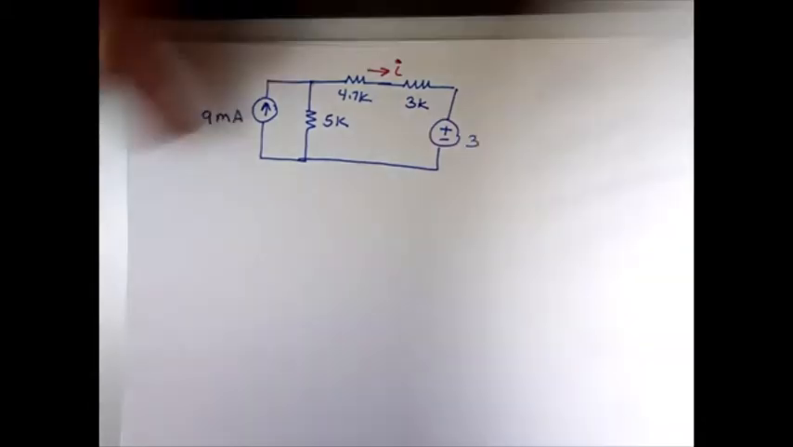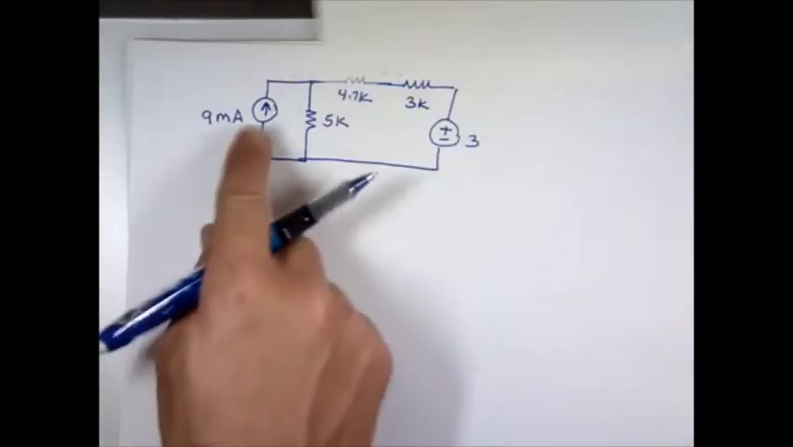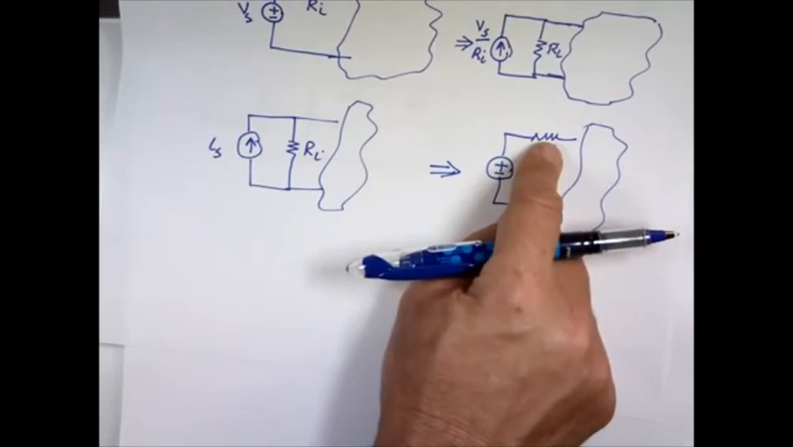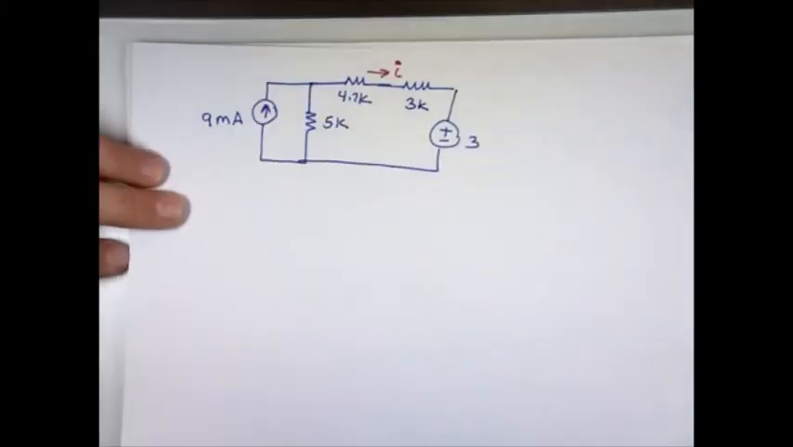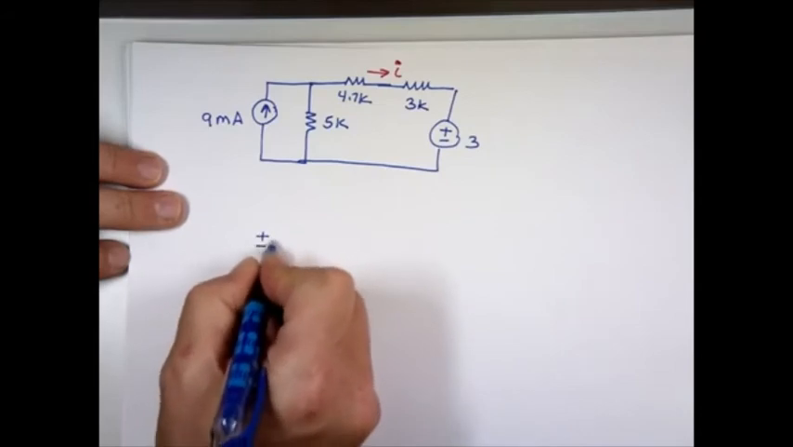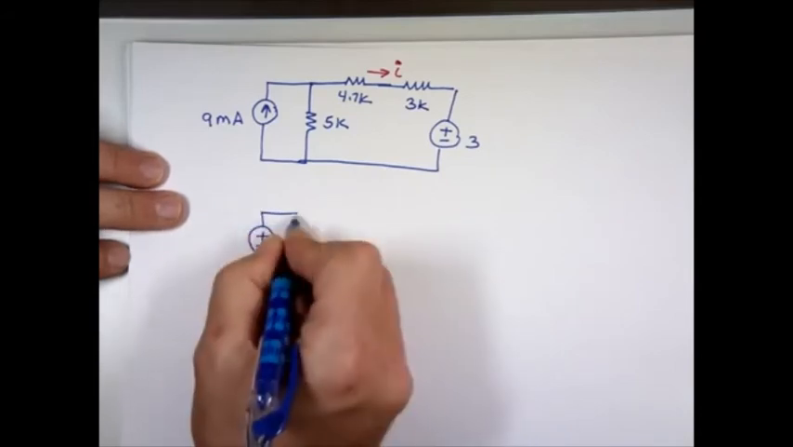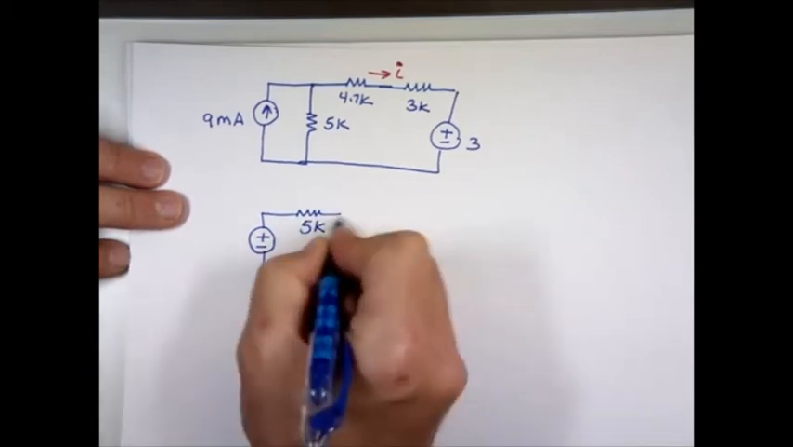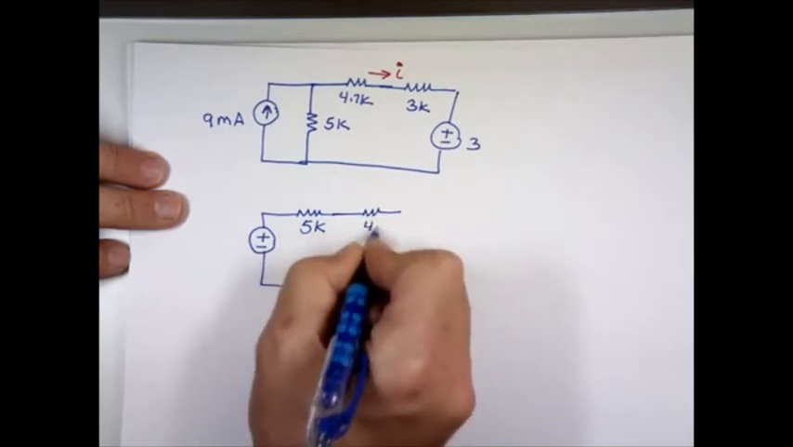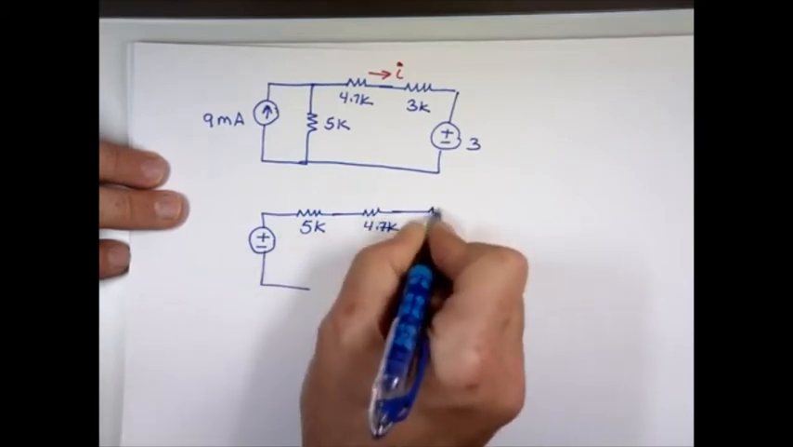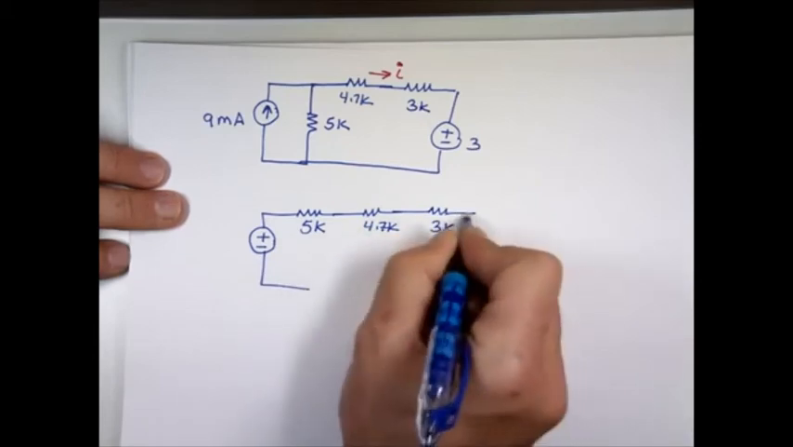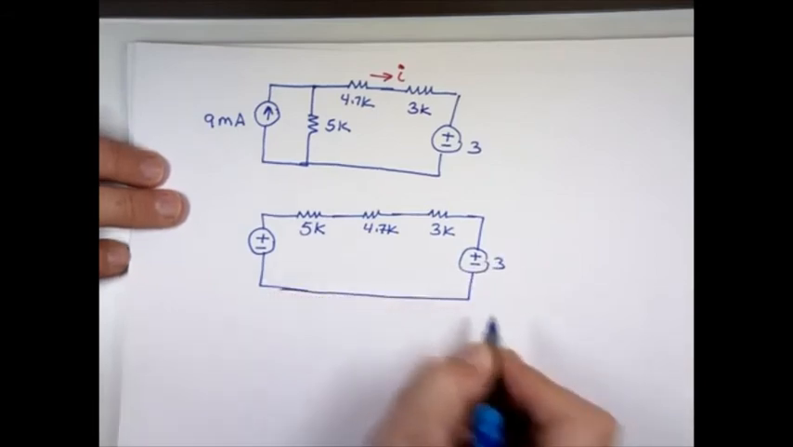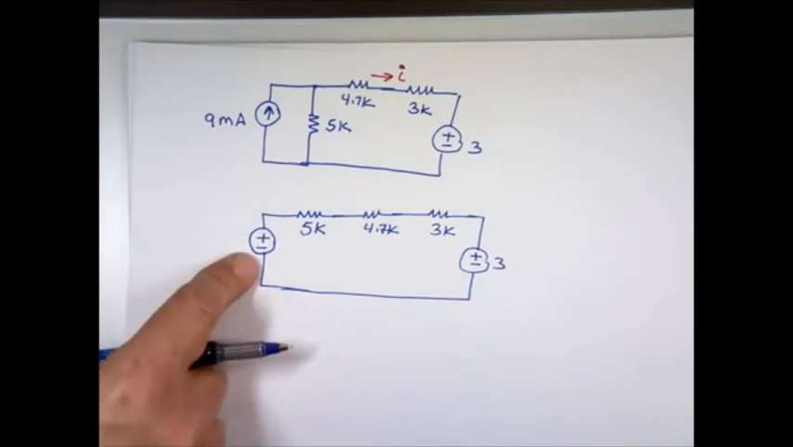This one says if you have a current source in parallel with the resistor, and that's what we have here, I can change it to a voltage source in series with that resistor. So let me do that. I'm going to change that to a voltage source. I'll come back and calculate the value. The resistor value does not change. There's the 5K, 4.7K, 3K. And what's the value of that voltage source?